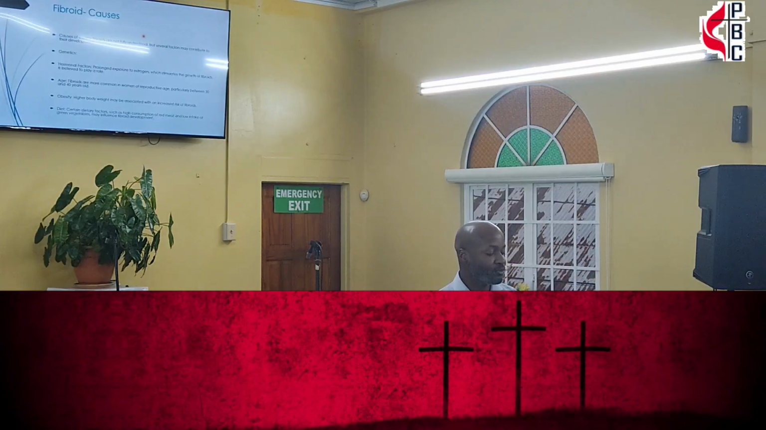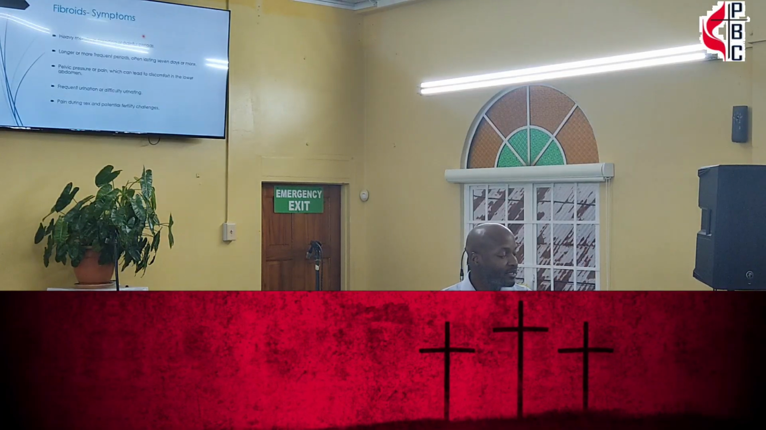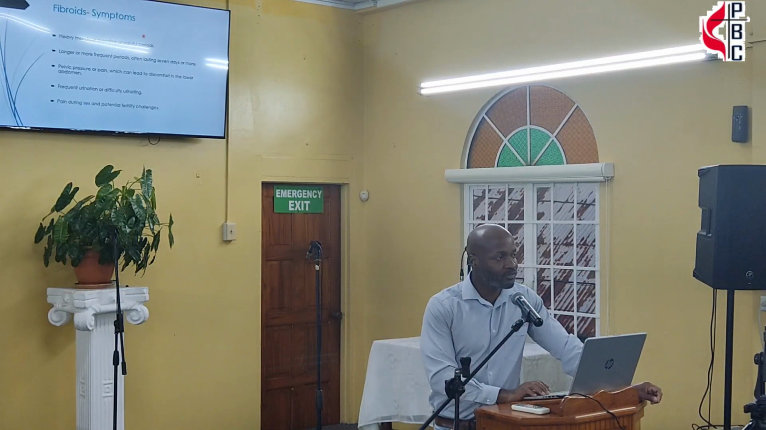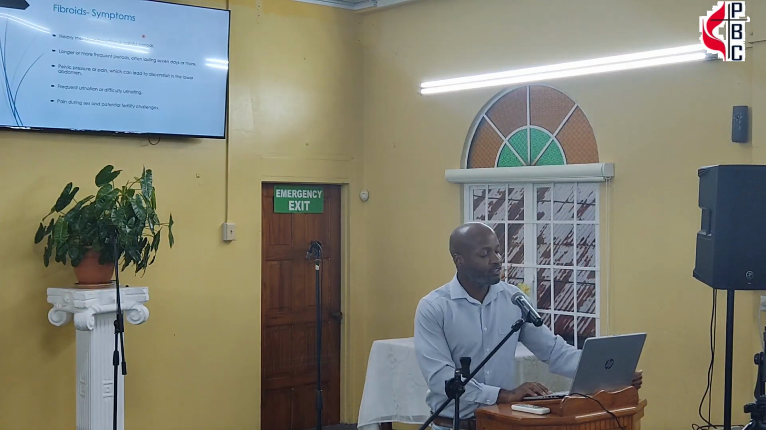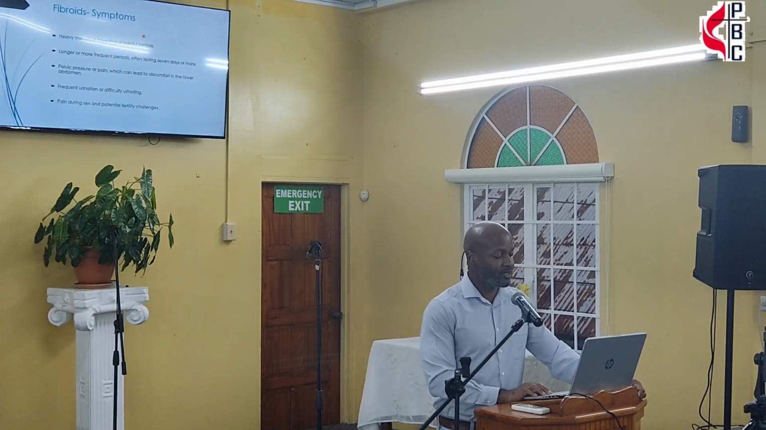So diet could also contribute to it. Certain foods like red meat, and low intake of green leafy vegetables may influence fibroid development. So the symptoms: heavy bleeding, we remember the location, painful periods. The womb is a muscle, and you have something within that muscle that shouldn't be there, which could contribute to painful periods, longer and more frequent periods, often lasting 7 days or more, pelvic pressure or pain, again, depending on the size of it.